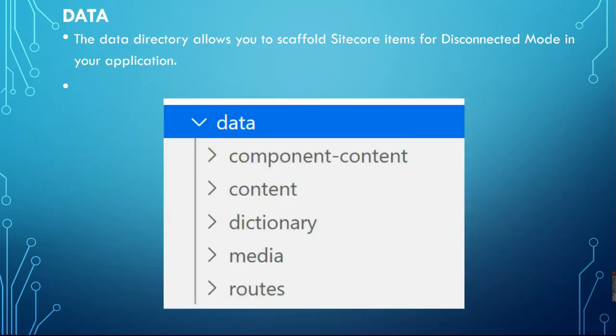Data is what allows you to create component-like structures. It allows you to create all the data items which are required for the component. For example, it has these partition folders: component, content, dictionary, media, and routes. In media you have all the media-related settings, and the dictionary holds what is required for the application.